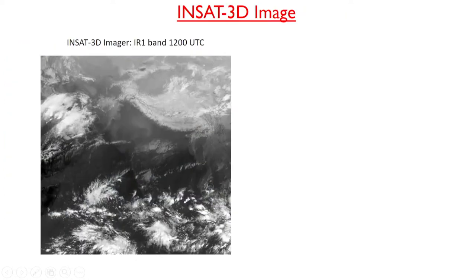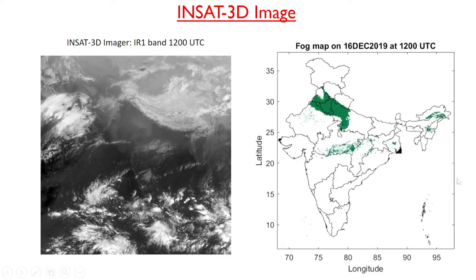But if we come to the mathematical retrieval, like if I give any image and I want that I should get only the fog image, right? For example, like this. So this is the image of 16 December 2019 at 12 UTC. On this day, only this was the patch of the fog, but this is the original image. So I want to get this kind of map from this image, right? So this process is basically called a retrieval. That is, I want to retrieve the fog from the satellite image.